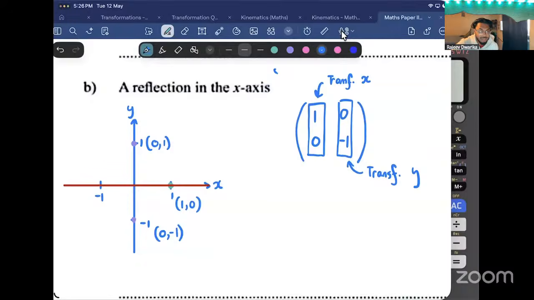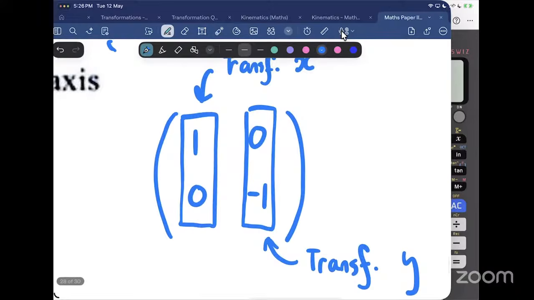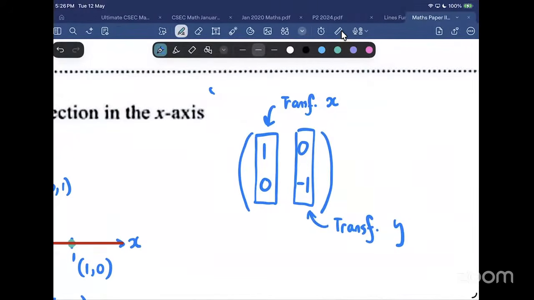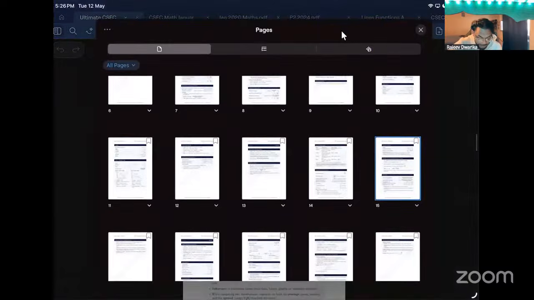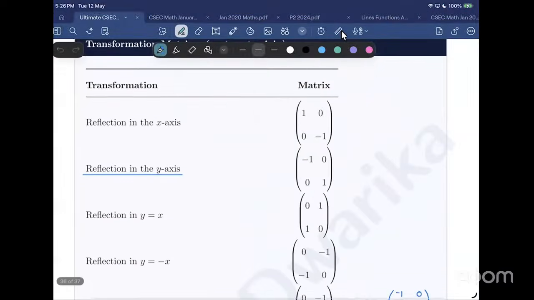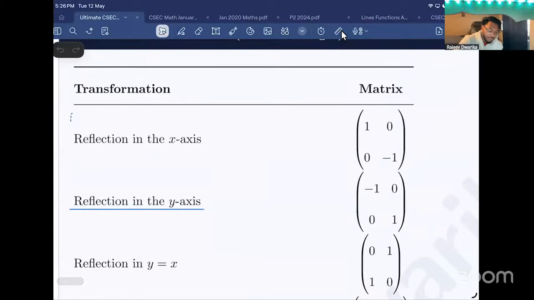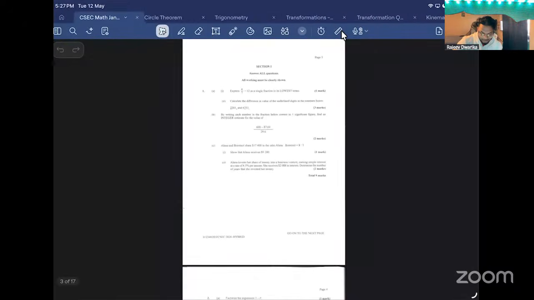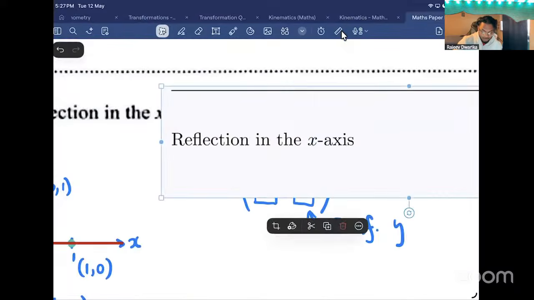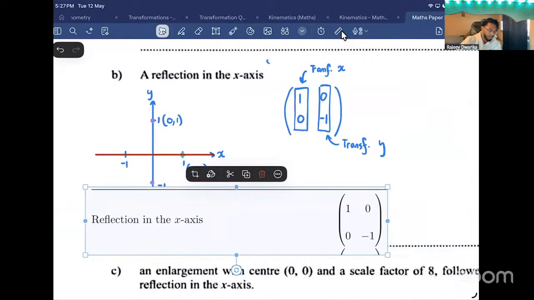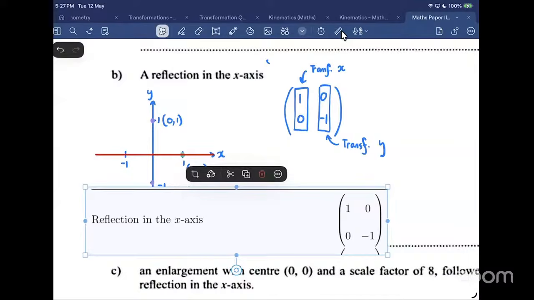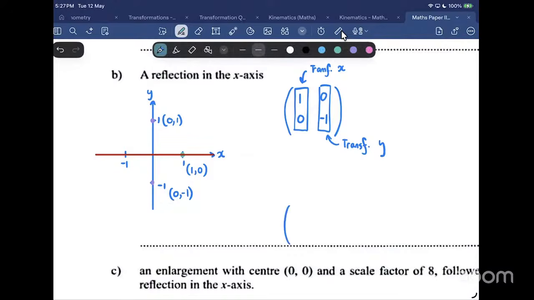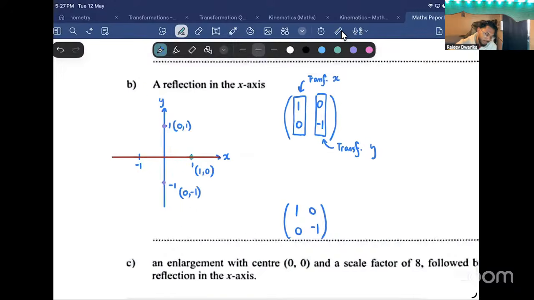You want to see how good this is? Remember this: 1, 0, 0, -1. Let me go to my formula booklet. We're talking about reflection in the x-axis. What did we just do? We just came up with it on the spot. Isn't that the reflection in the x-axis? So that's how you can come up with it on the spot. The answer is just 1, 0, 0, -1, in case you forget.